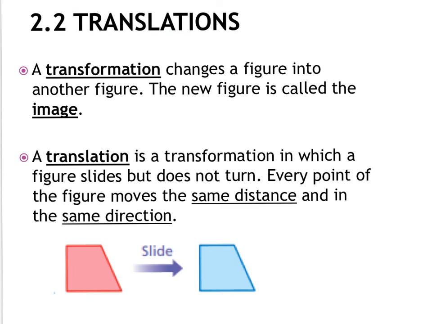A transformation changes a figure into another figure. The new figure is called the image, and you'll often hear that the original figure is called the pre-image. Now, a translation is a transformation in which a figure slides but does not turn. Every point of the figure moves the same distance and in the same direction.